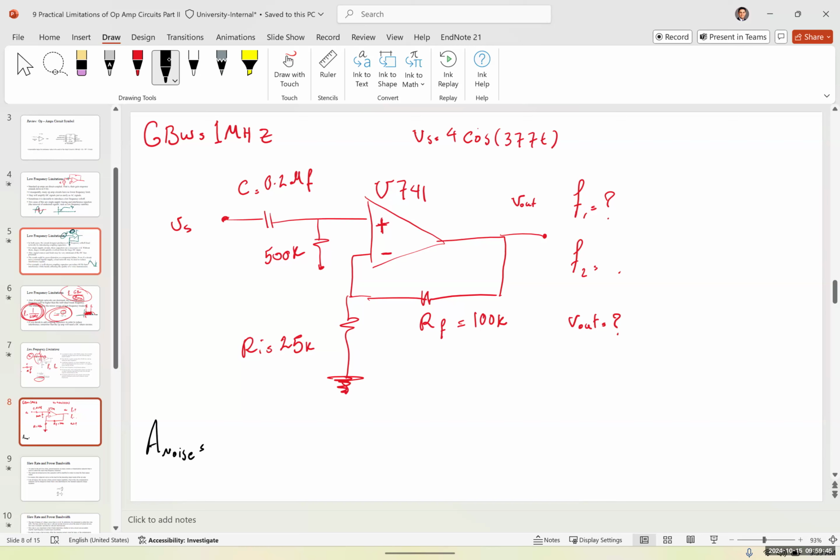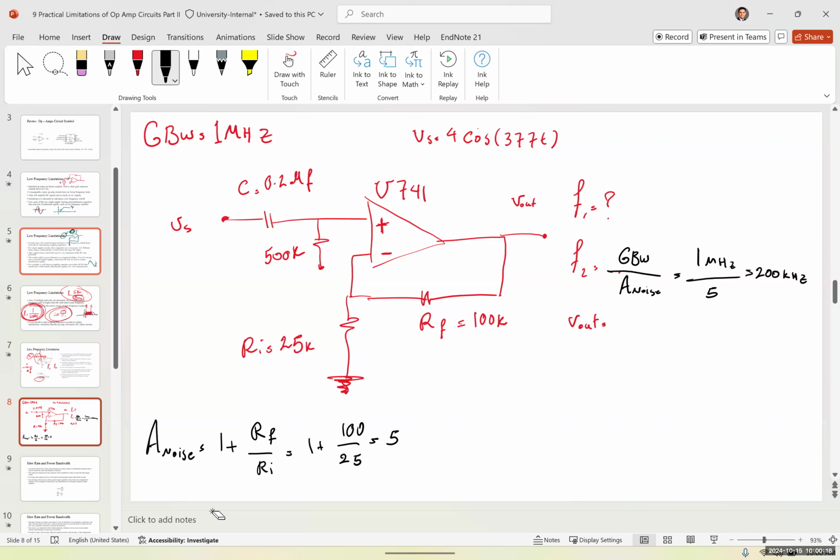What type of amplifier is this? It's a non-inverting. A noise is 1 plus RF over RI, which is going to be 1 plus 100 over 25, gives us 5. F2 is equal to the gain bandwidth over A noise, which is 1 megahertz over 5, gives us 200 kilohertz.